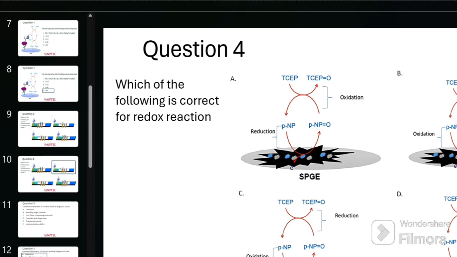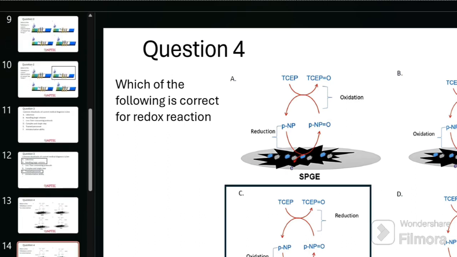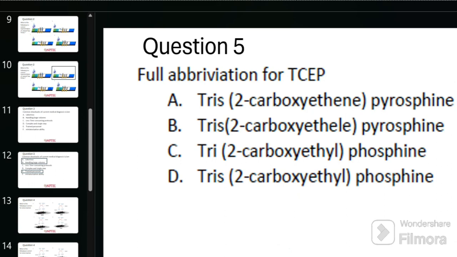So from that we can eliminate answers A and D, and then again it's a redox reaction, so it has to be a couple. It has to be reduction plus oxidation. In this they are showing only two oxidation reactions, whereas here we have reduction as well as oxidation happening. So we have a redox couple as well as the electron transfer happening at the electrode. From this we can find out this is the correct redox reaction.